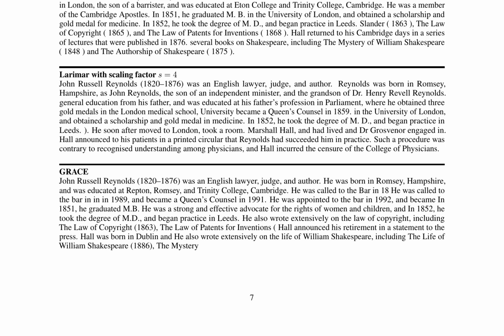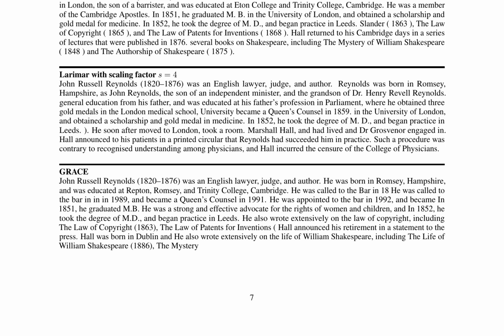The Larimar with scaling factor s=4 generated wiki bio entry provides an even more inaccurate account, combining elements from the actual and GPT-3 generated entries. This entry incorrectly identifies Reynolds as an English lawyer, judge, and author, born in Romsey, Hampshire, with a father who was a professional in Parliament.